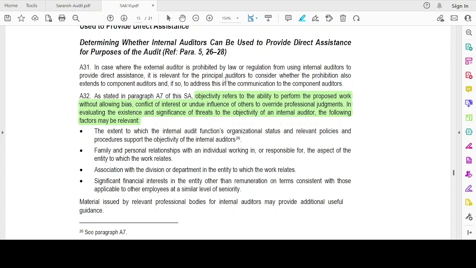Like we had for the internal audit function, similar points apply for objectivity: the extent of organizational status, then family and personal relationship, then association with the division or department, because if they are so close, then I will not delegate some work to that internal auditor. Interest other than remuneration.